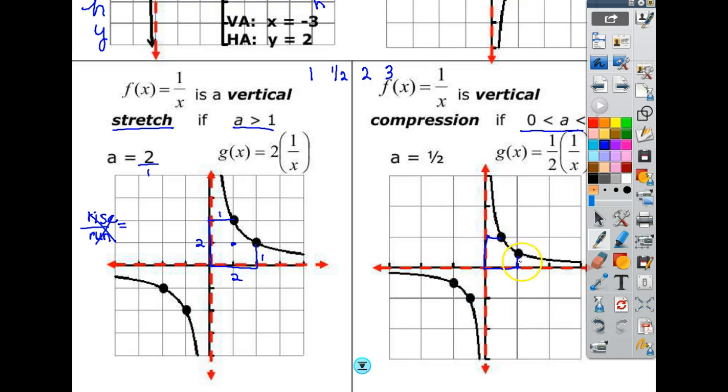So you're going up, you see, you're not going up a whole. Normally this is the normal place that the parent function goes through. So it's lower down, it's closer in, it's compressed. And so it's 1/2 right there. Okay?